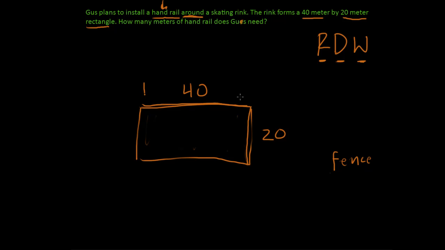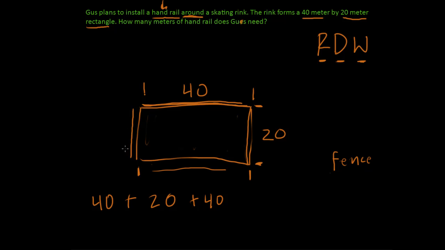Well, to get from here to here, we know is 40 meters. So I'm going to write that down. He needs 40 meters there. And to get from here to here is 20 meters of handrail. Same thing from here to here. I know it's the same length as this one. So another 40 meters from there to there of handrail. And last one here, this is also going to be another 20 meters of handrail.